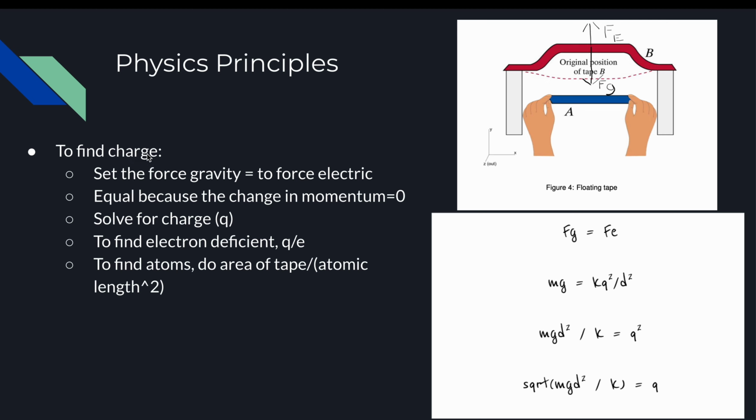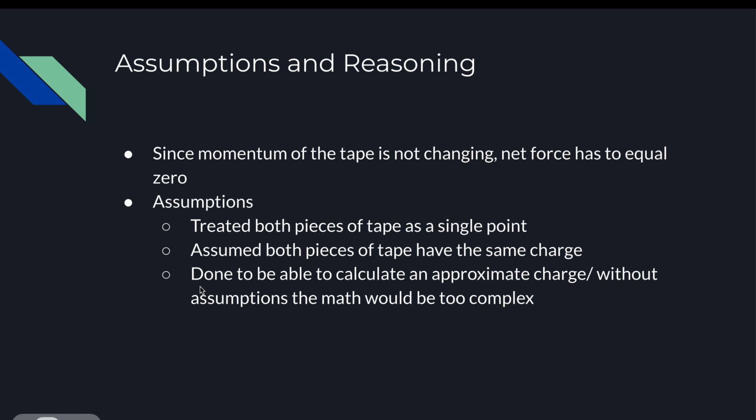So to find the charge, we want to set the force of gravity equal to the force electric. We know they're equal because the change of momentum in the top piece of tape right here is going to be 0. And then you solve for charge, which is given in this work shown here. And then to find the electron deficit, you do Q over the fundamental charge. And then to find the atoms, we do the area of the tape, and then we divide that by the atomic length squared.